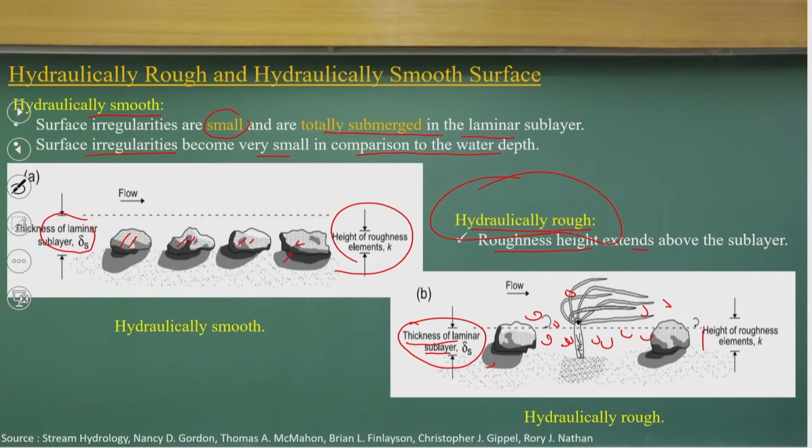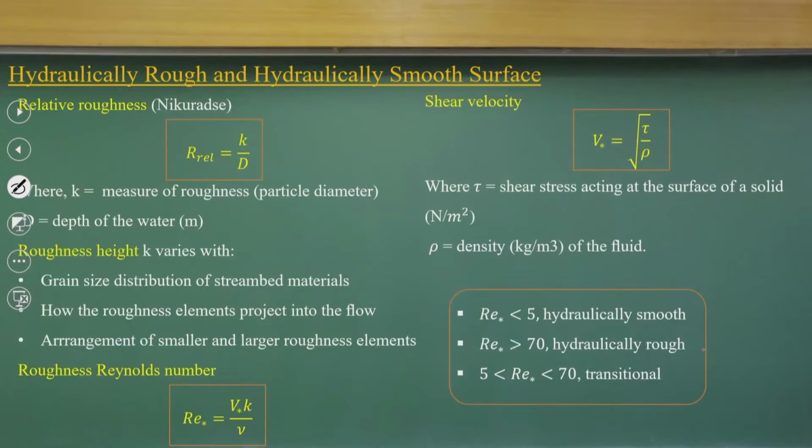Now, if I try to define the relative roughness, I am talking about d, the depth of the flow, and k, the roughness height.